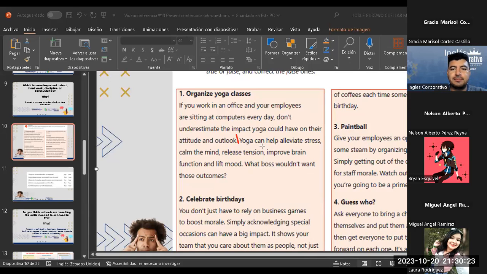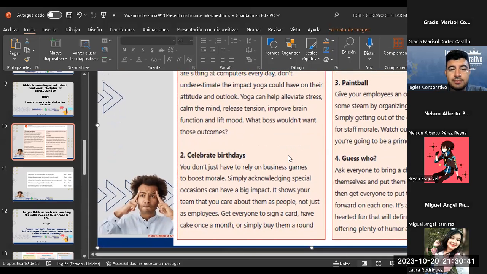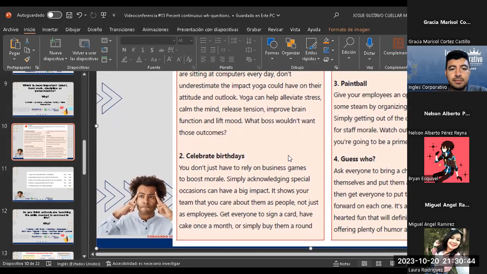Yoga can help alleviate stress, calm the mind, release tension, improve brain function and lift mood. What boss wouldn't want those outcomes? Esa pregunta. What boss wouldn't want those outcomes? Dice, ¿qué jefe no quisiera eso? Okay. So thank you. Yeah, release tension, improve brain function, and lift mood. Cuando hablamos de mood, es el estado de ánimo. Thank you very much.